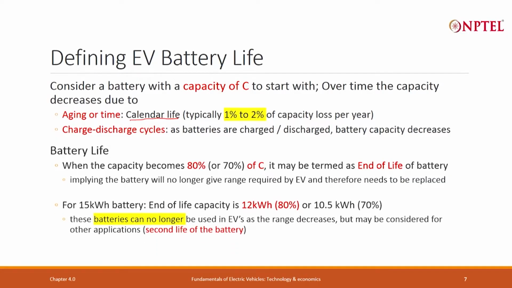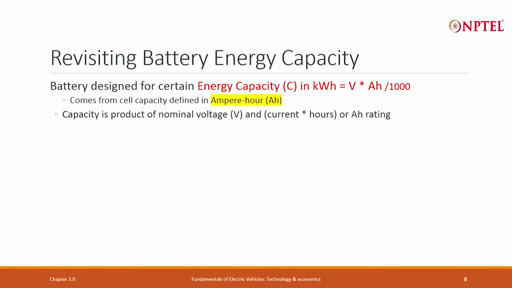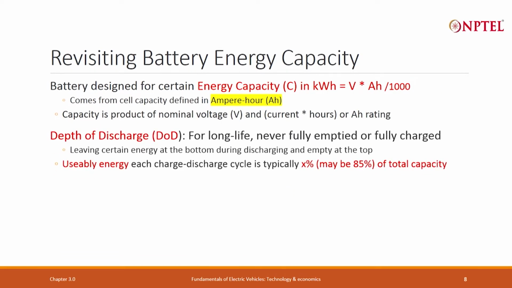So, with a 15 kilowatt hour battery to begin with, at 80% end of life, once it reaches 12 kilowatt hour, or for example, with 70% end of life, at 10.5 kilowatt hour, the battery is no longer usable in an electric vehicle. So, this is the battery capacity that we had talked about, the voltage into Ah divided by 1000 in terms of kilowatt hour. Okay. Then we introduced a concept of depth of discharge.